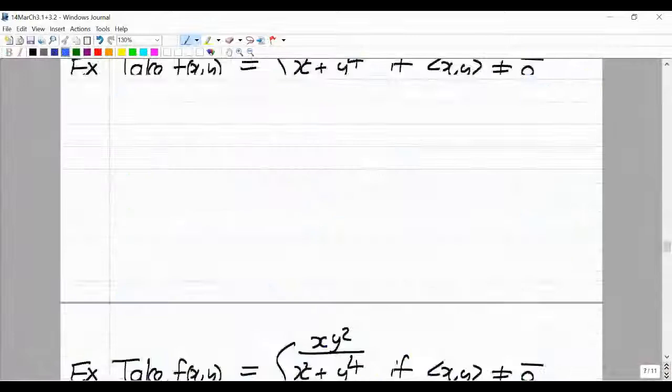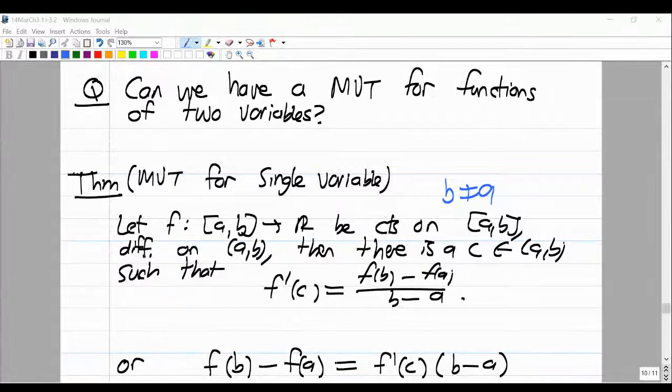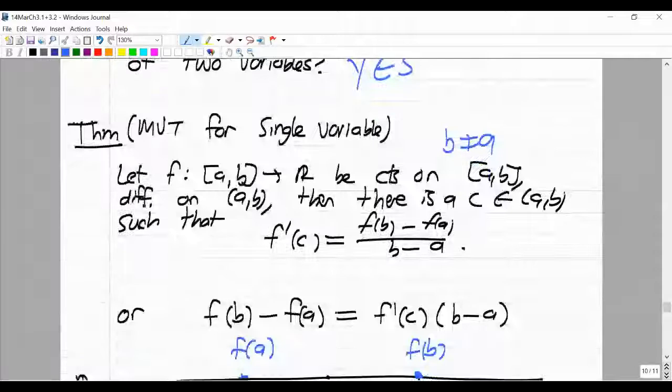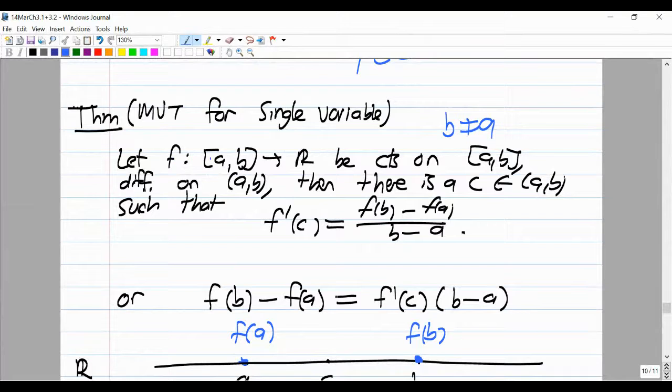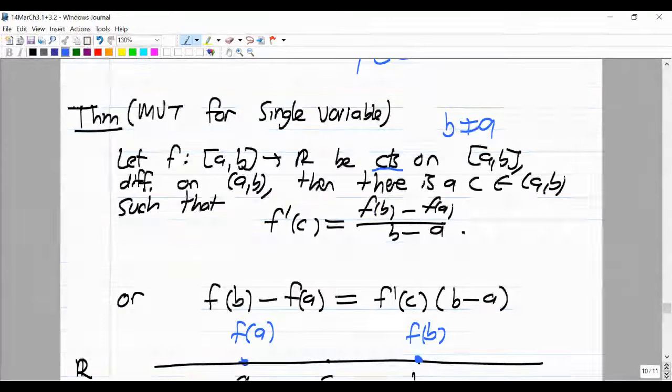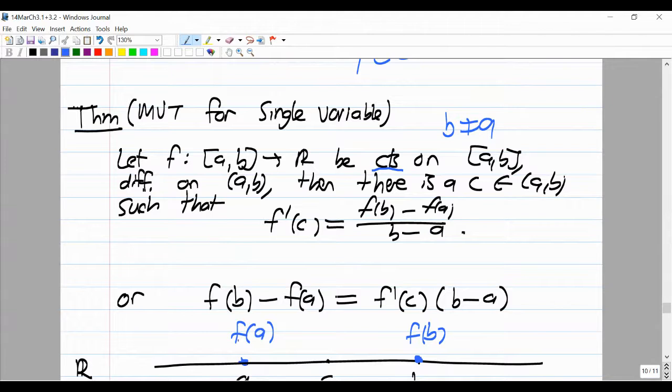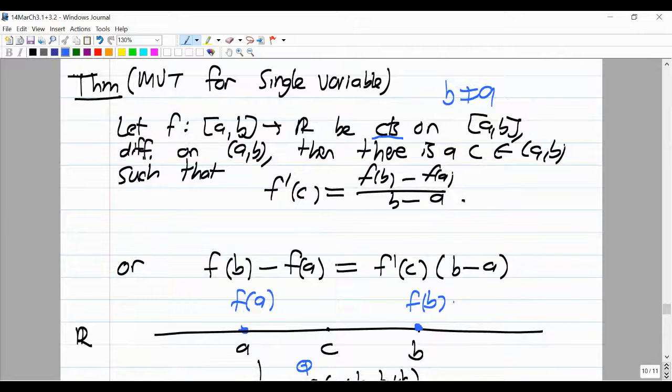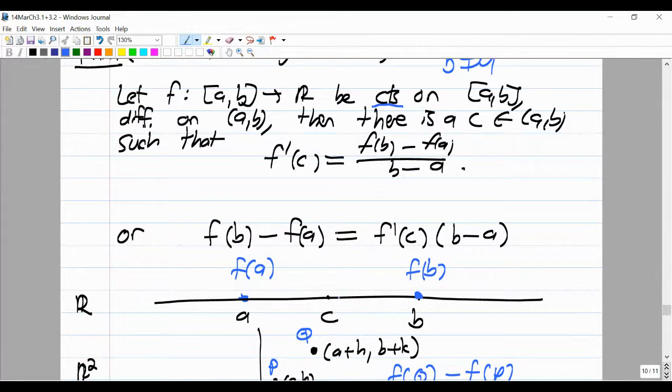All right. Now, can we have the mean value theorem for functions of two variables? What do you guys think? Yes or no? Yep, we can, and this is very important for us. So in first year, the mean value theorem for a single variable goes as follows. Let f be a function on the closed interval [a,b] to R, continuous, where b and a are different, and it is differentiable on the open interval. Then there exists a c in (a,b) such that f'(c) is equal to (f(b) minus f(a)) over (b minus a). And we can rewrite this by saying f(b) minus f(a) is equal to f'(c) times (b minus a). So in a way, we are comparing f(b) minus f(a) to a point inside the interval, f'(c) times (b minus a).